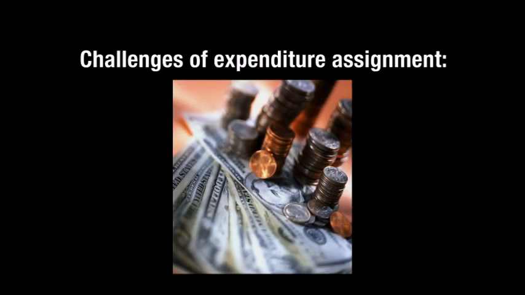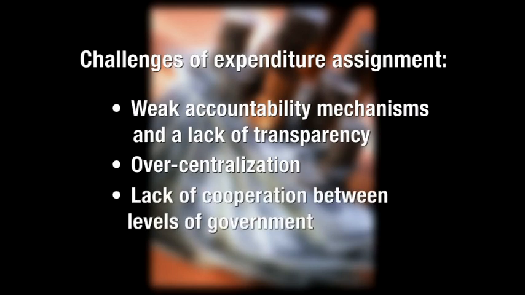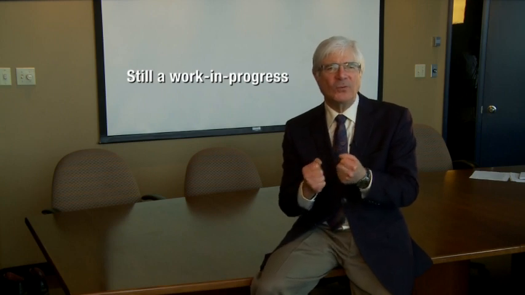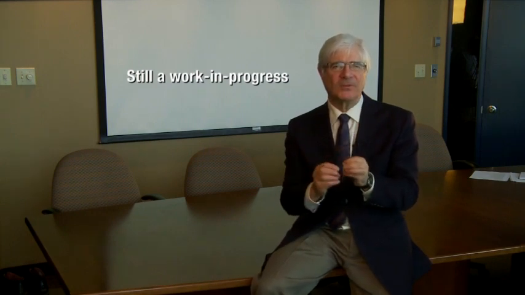There are a number of challenges that fiscal policy must address when assigning expenditure responsibilities. These include weak accountability mechanisms within government and vis-à-vis the public, and a lack of transparency. Over-centralization when the federal government has virtually all the power on fiscal matters, and a lack of cooperation between levels or orders of government. In a great many federal countries, the task of assigning expenditures is still very much a work in progress. These countries continue to work on ways to improve accountability and cooperation between governments, and to find the right balance between centralization and decentralization.